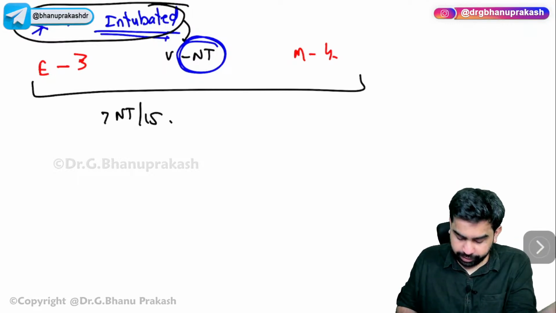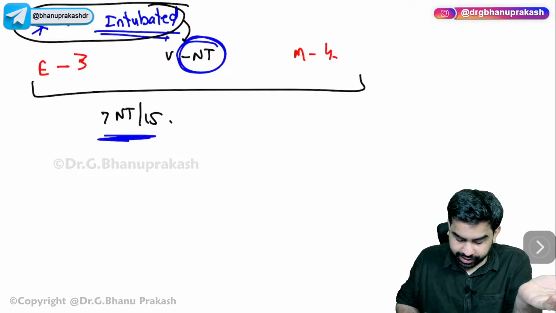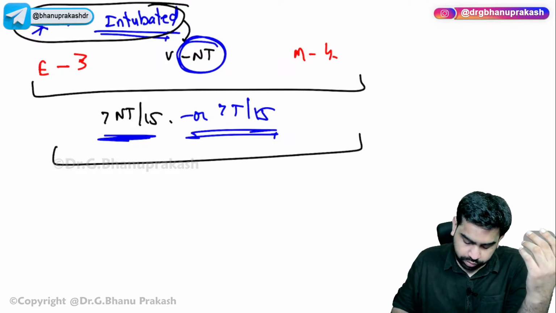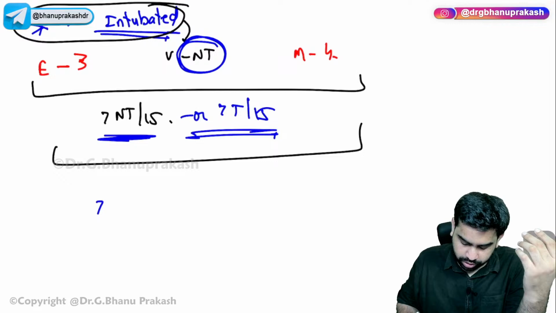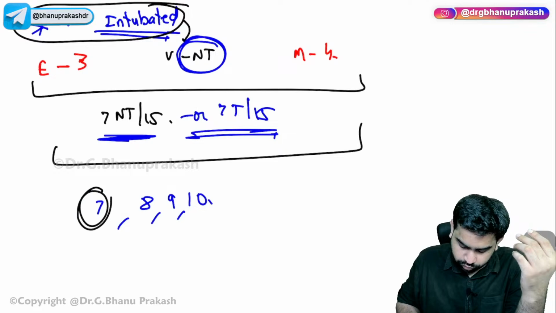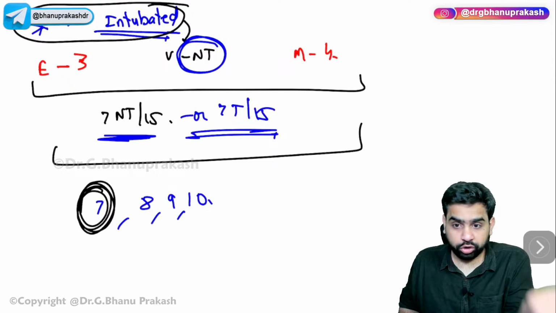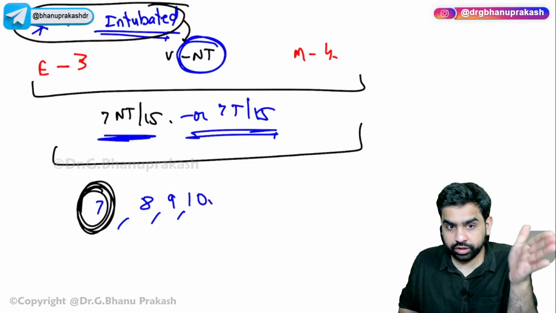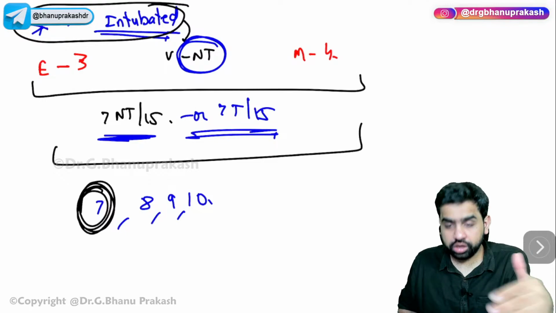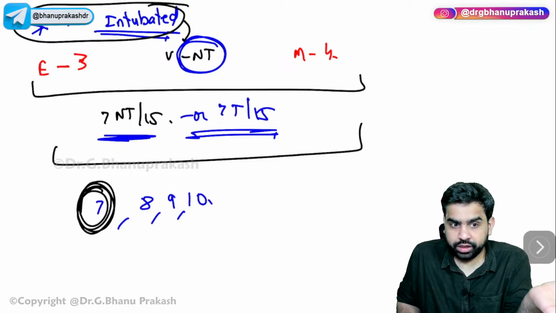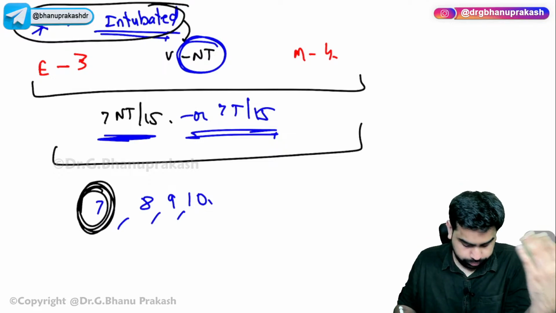Ideally they should give you options like 7 NT or 7 T by 15. But unfortunately, if they don't give you these in the options, and all they give you are the options 7, 8, 9 and 10, these are the 4 options, still you would have to mark 7. I understand that these are wrong options, but in the exam you cannot argue with anybody, right? So if they give you 7, 8, 9 and 10 in the options, you have to mark 7 as the answer. I hope you have understood this point, because there is no other way.